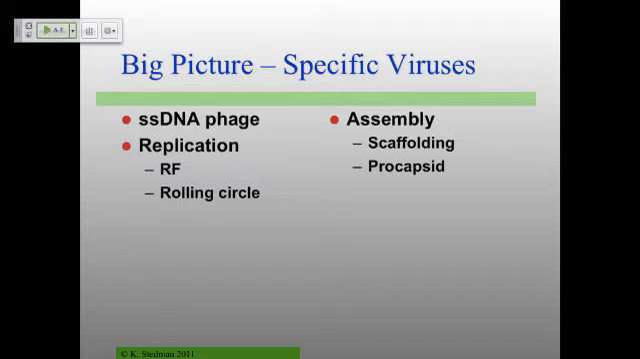And then in terms of assembly, we've mentioned scaffolding proteins a little bit before. The particular single-stranded DNA bacteriophage, Phi-X-174, is really the paradigm for understanding how scaffolding, which are proteins that are involved in assembly but you actually don't have in the final virion, are important. And then also the concept of a procapsid. So let's look at Phi-X-174.